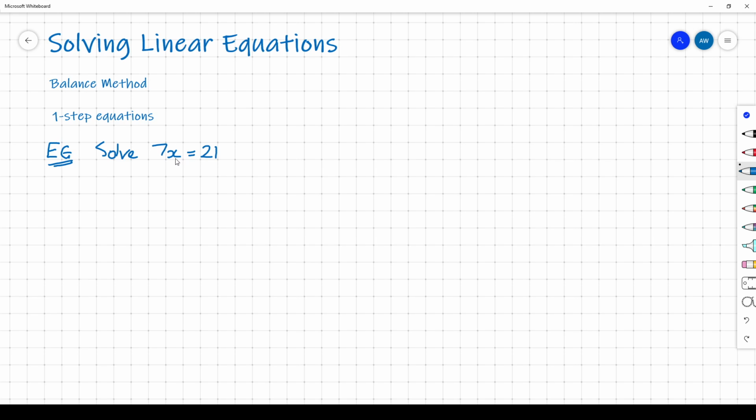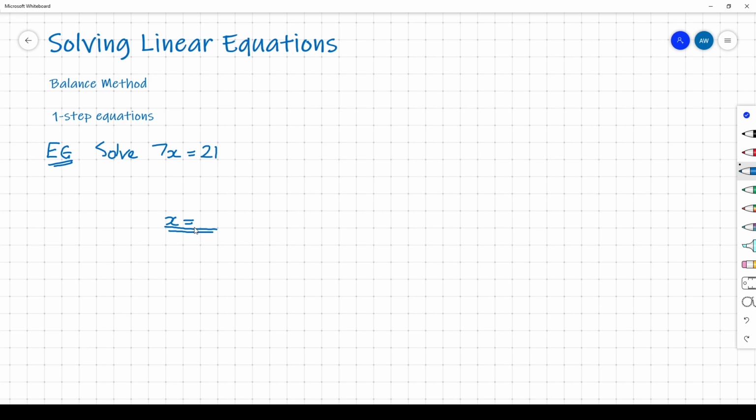Remember what 7x means? 7x means 7 times x. So 7 times something equals 21. Now you can probably just tell me the answer, that x equals 3, because 7 times 3 is 21. But how do we show it using the balance method? Well, basically our aim is to get this line every time.